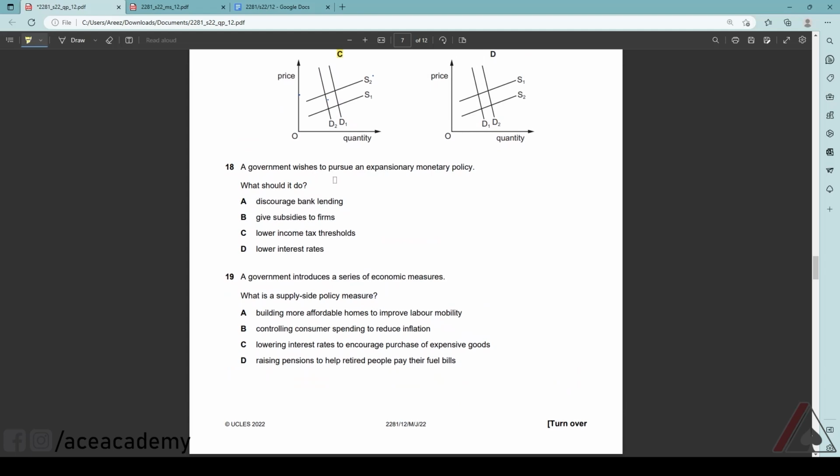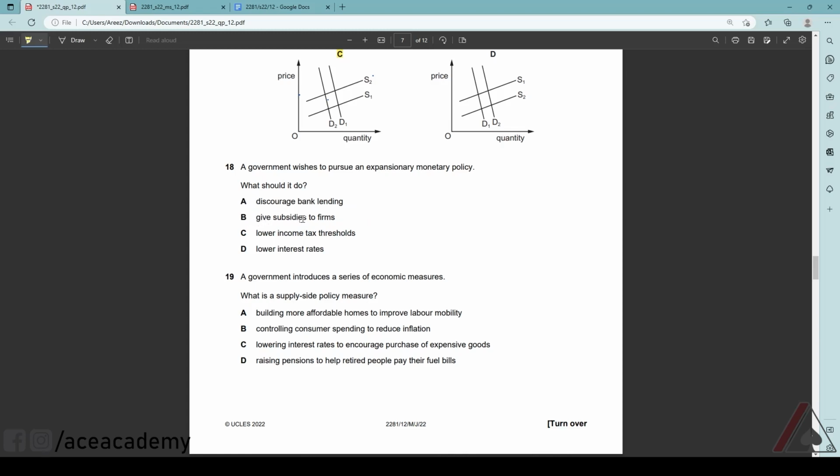A government wishes to pursue an expansionary monetary policy. What is an expansionary monetary policy? These are monetary policies which are set out with the aim of increasing the aggregate demand in the economy. All right, what would it do? Would it discourage bank lending? If it discourages bank lending, people would borrow less, and if people borrowed less, people would spend less, people would demand less, there's going to be a decrease in the aggregate demand. Therefore, A is not your answer.